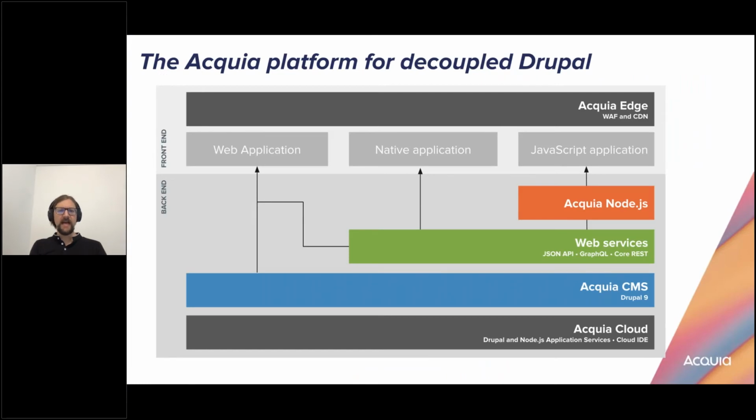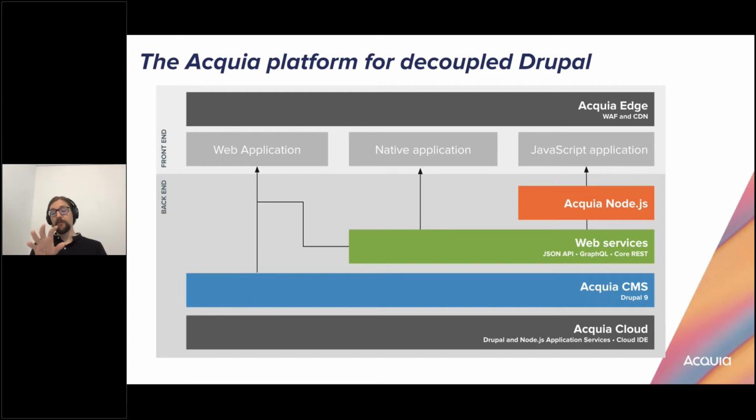And so this is kind of an example of what our platform looks like when you talk about decoupled. You have our cloud at the bottom. You have Acquia CMS, which is kind of our version of Drupal, which on the green line there is those web services. And then we also offer Node.js hosting, which can power your front end. So then as you can see up at the top, you can have a more traditional web application, which can just be powered directly by the CMS, but it can also use those web services.